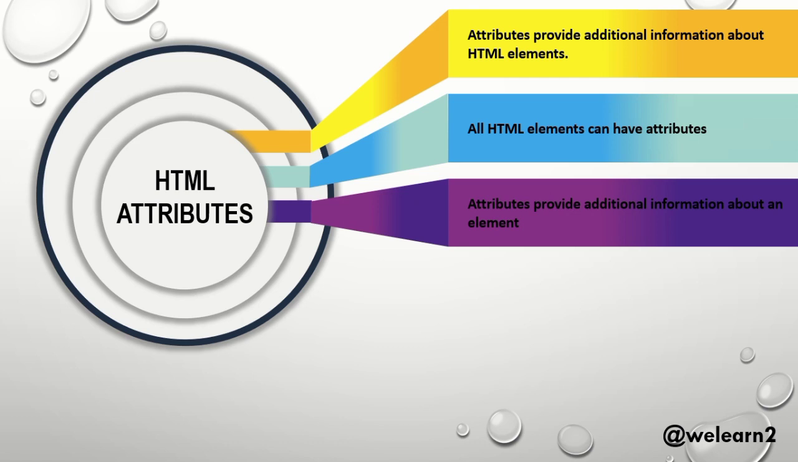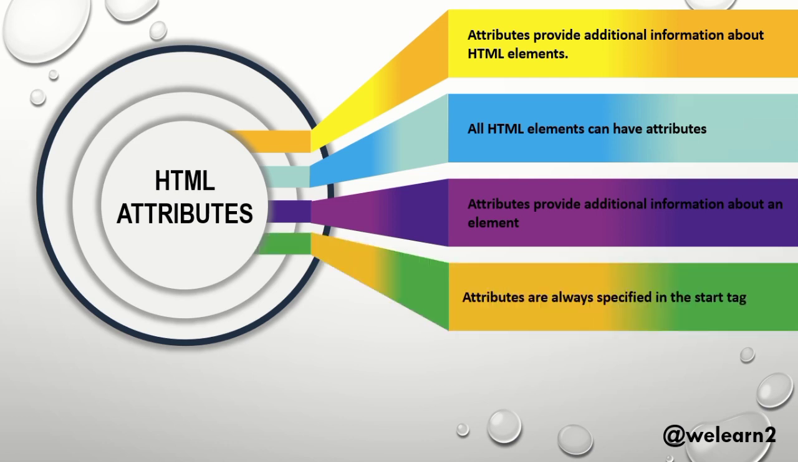Next, an attribute provides additional information about an element, like the image. For instance, src tells us the location of where the image file is, so that the browser can locate it and display it in the browser.